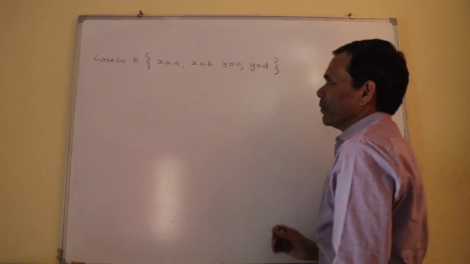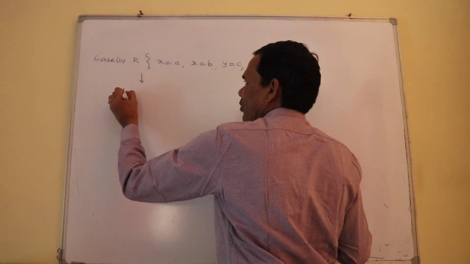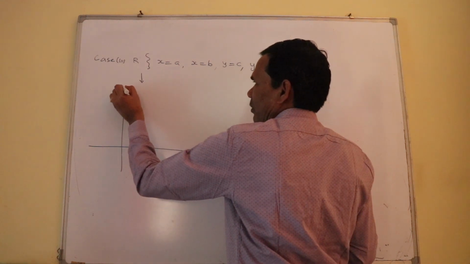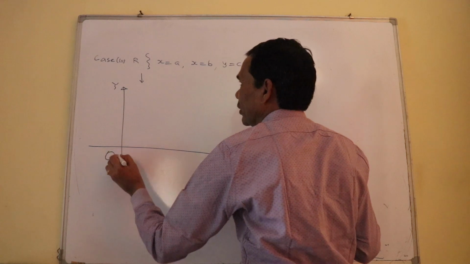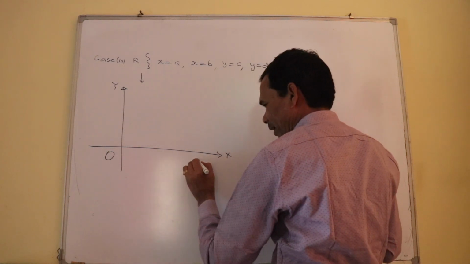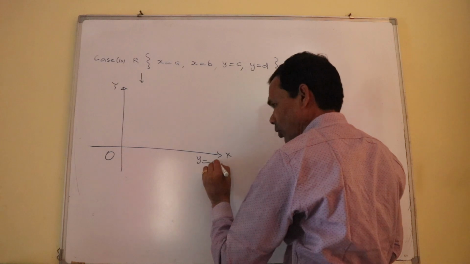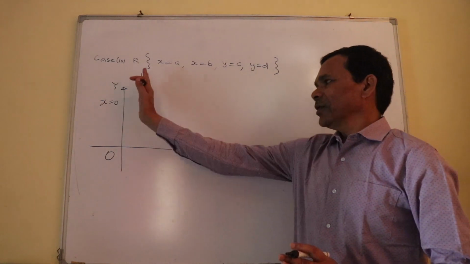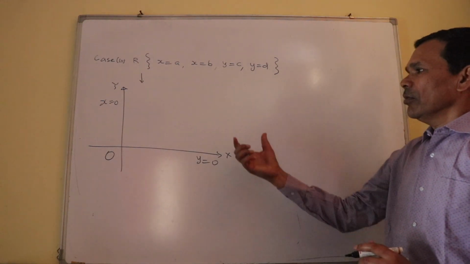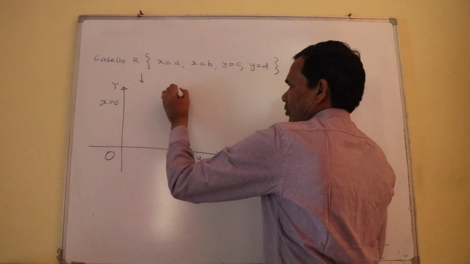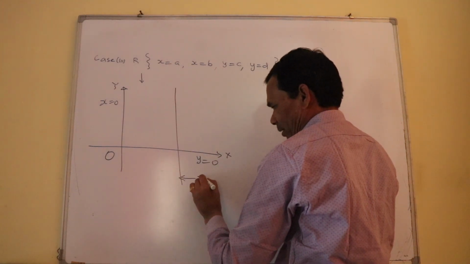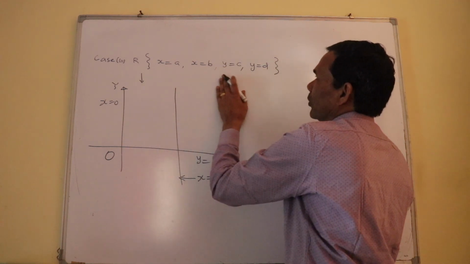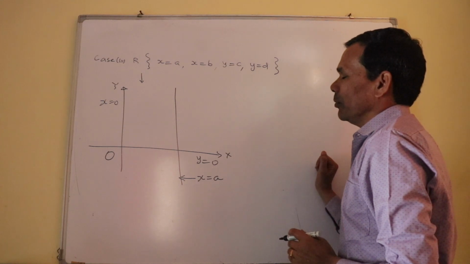So here, this region of integration would be something like this. This is the x-axis, this is the y-axis, this is the origin. The x-axis means y is equal to 0, the y-axis means x is equal to 0. This is the equation of the x-axis, this is the equation of the y-axis. Now, I just write down this as x is equal to a line. This is parallel to the y-axis.